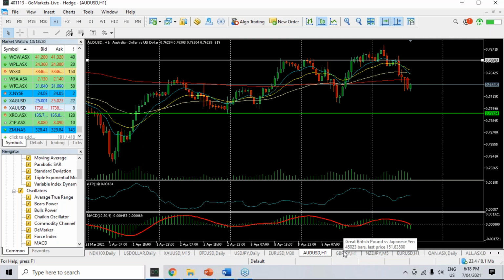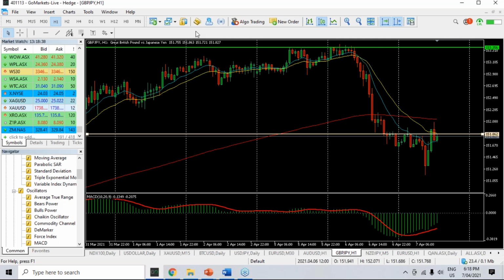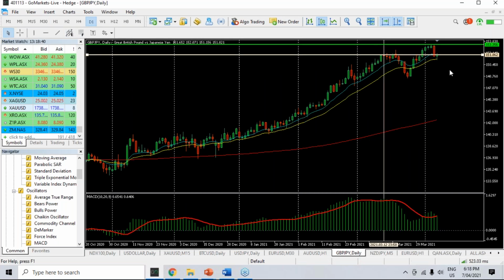We talked about the GB pound. If we look at the GB pound yen, this was a chart that caught my eye. So this is an hourly chart. Let's just pop it on the daily. You can see the significance of this level here. See how it's resistance here. It's looking to hold it as support at 151.85.